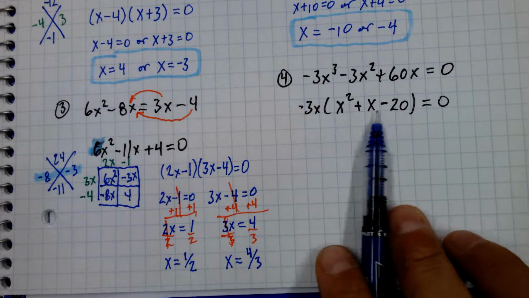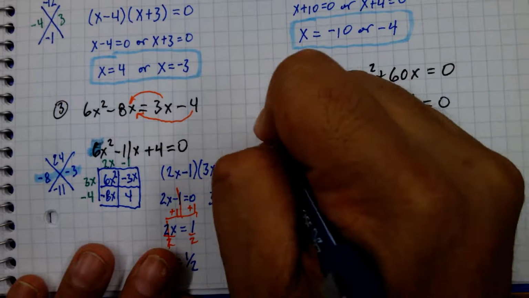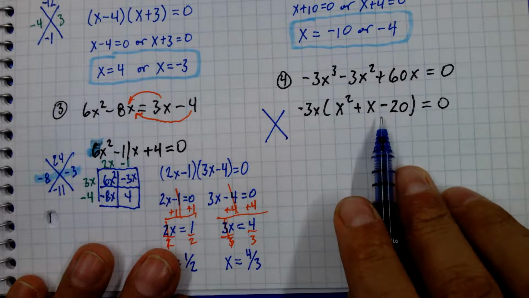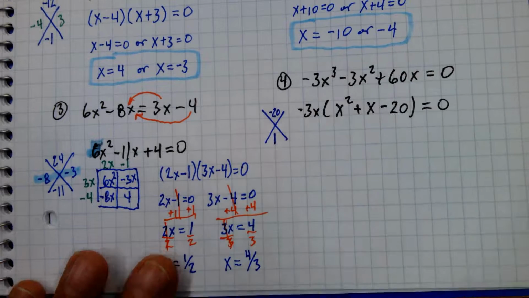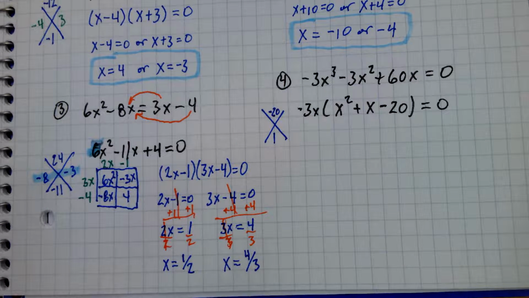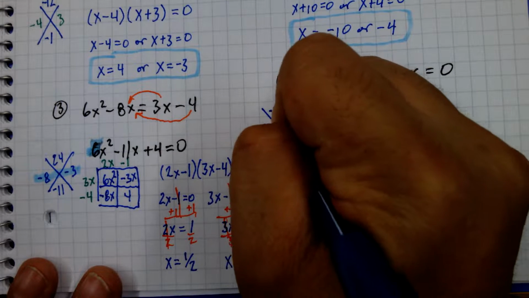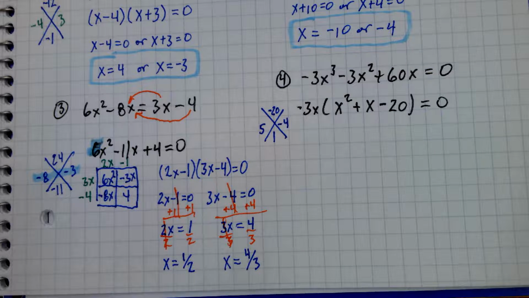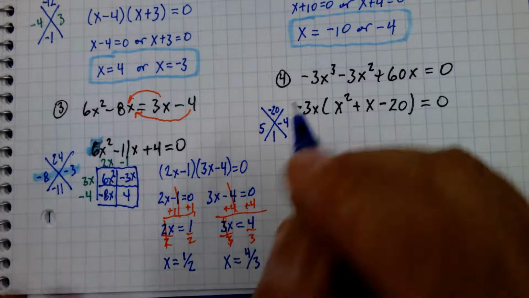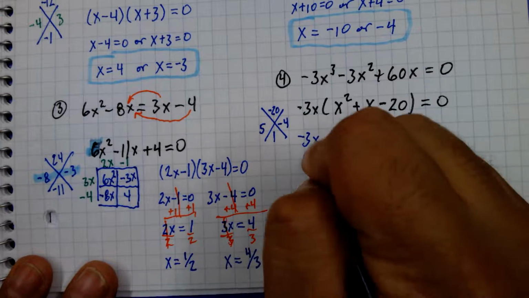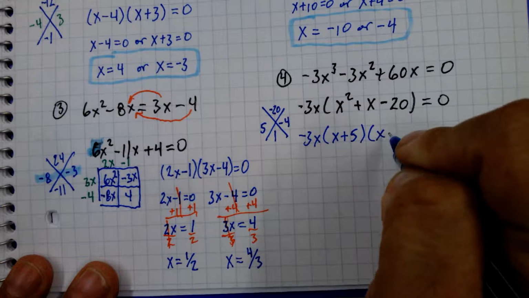Look, I'll give you a hint. Do that x thing. So now we're going to factor using negative 20 and 1. What two numbers multiply to negative 20 and add up to 1? Okay, that would work there. This is that, and then adds up to positive 1. So now this factors to the following: negative 3x times x plus 5 times x minus 4 equals 0.